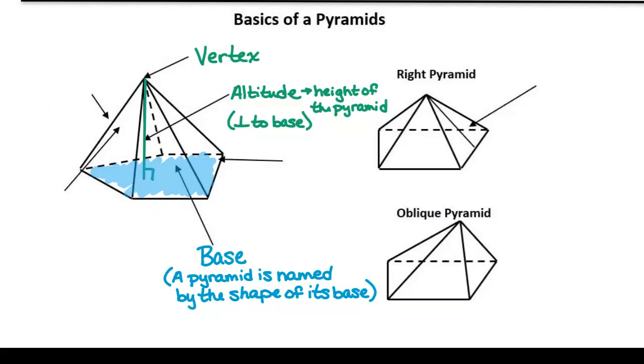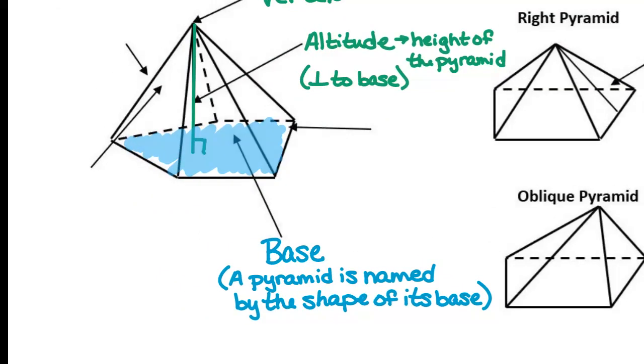How many sides does the base in this pyramid have? How many sides? It has 1 side. Oh, I thought you said... We've got 1, 2, 3, 4, 5. So we have 5 sides. What do we call a figure with 5 sides? A pentagon. So this would be a pentagonal prism, or sorry, pyramid, not prism. So it would be a pentagonal pyramid.